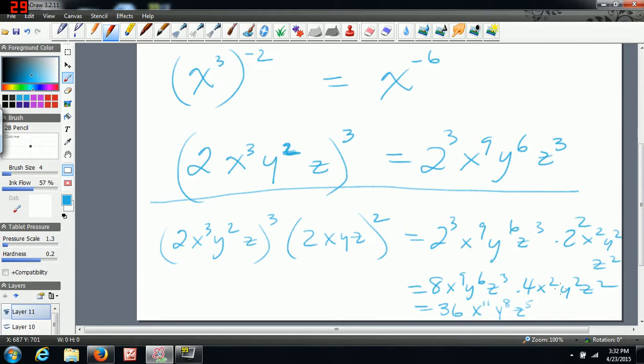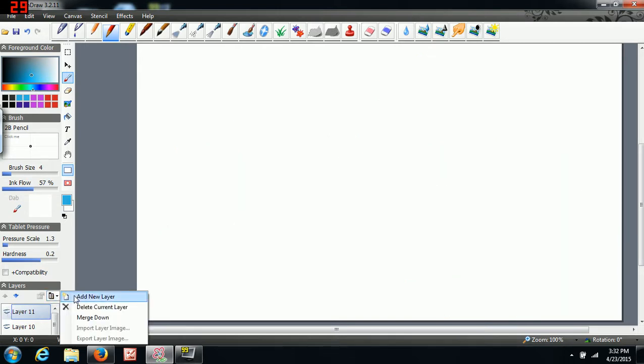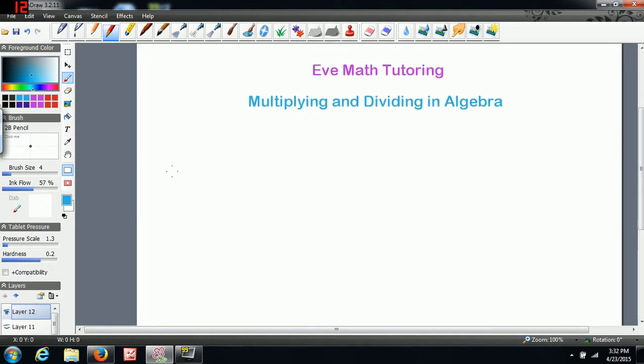Okay, and we could have even done a division question like this as well. Before you do the division, you want to deal with the exponents first again. I'll show you maybe a division example. So maybe 2x, y, z all to the power of 3 divided by 2x, y, z to the power of 2, say.